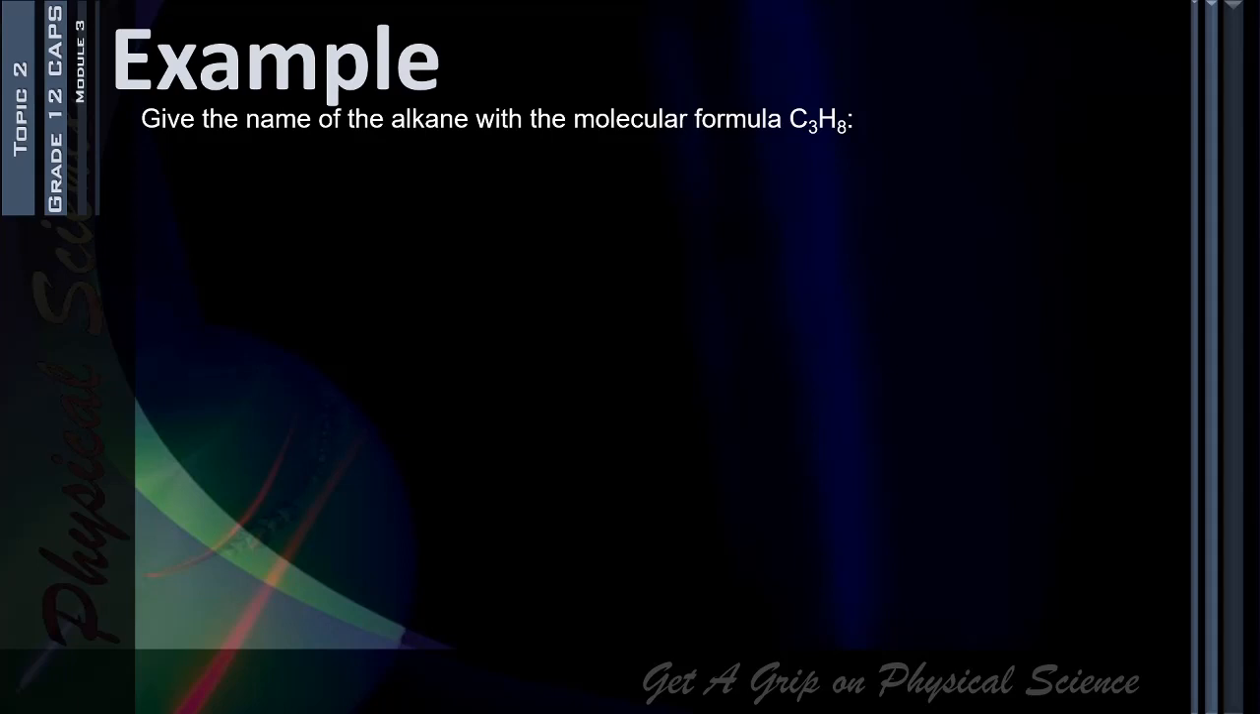Let us see what you can remember about the alkanes. Give the name of the alkane with the molecular formula C3H8. You can see that there are double the amount of hydrogens plus 2 in this molecule, so it's an alkane. And because there are 3 carbons, you know to use the stem name prop. So the name of this molecule will be propane.